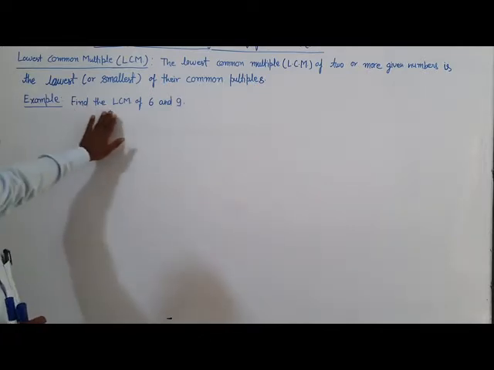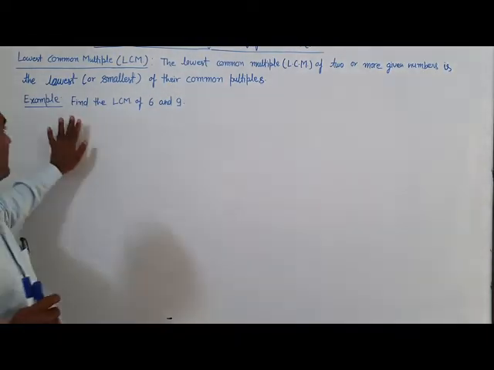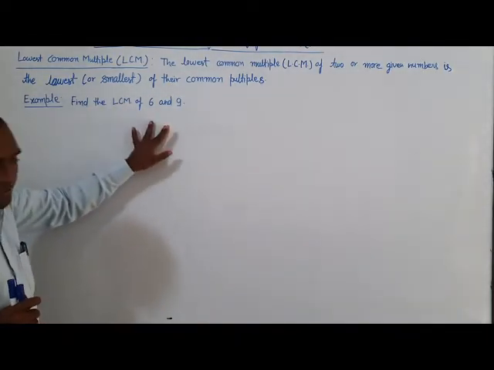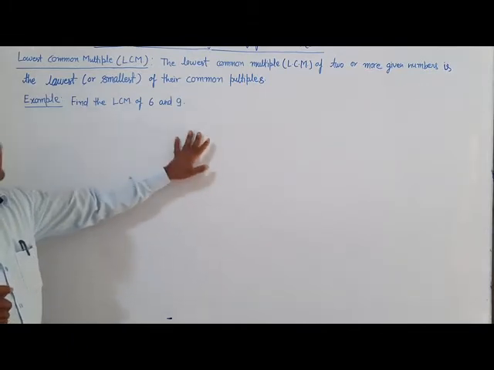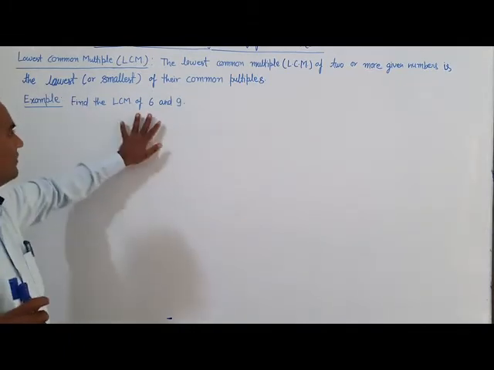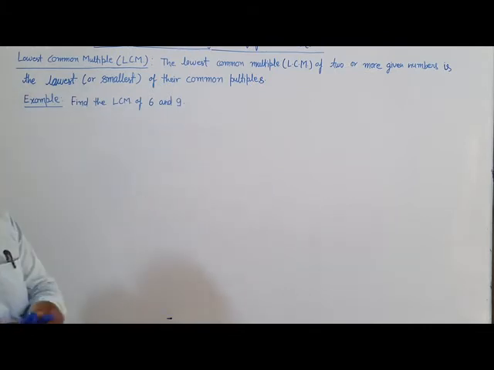Find the LCM of 6 and 9. What is the LCM? Lowest common multiple. What is the lowest common multiple of 6 and 9? Here we have to solve with the help of the example of 6 and 9. So, solution.